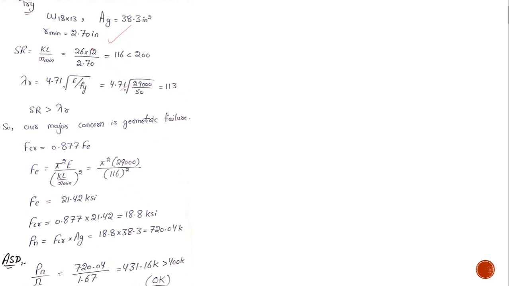Okay, finally, I have the slenderness ratio. It's simple. R minimum is 2.70. The same graph would be followed, lambda r, and lambda r comes out to be 113. My slenderness ratio is greater than lambda r. My slenderness ratio comes out to be 116, and it's the same case as in the previous section. We have done it for LRFD.